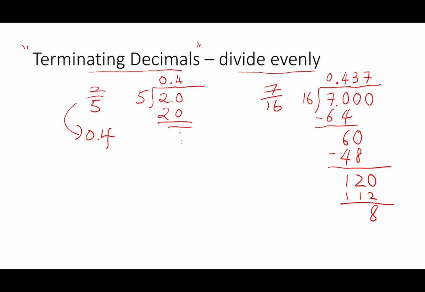We get 7, which is 112, leaving 8. So again, we put one more trailing 0 and pull it down, 80. In this case, 5 gives us exactly 80, and we have no more remainder. So 7 over 16 is equivalent to 0.4375. Sometimes for terminating decimals, you have to work a few more iterations. You have to add more trailing 0s behind, as in the case here. Continue until you can divide it evenly.